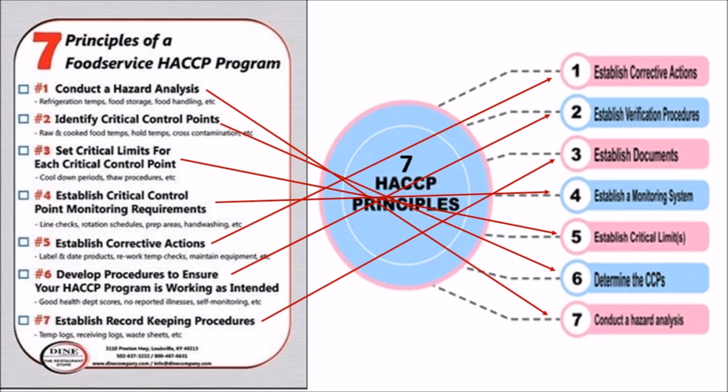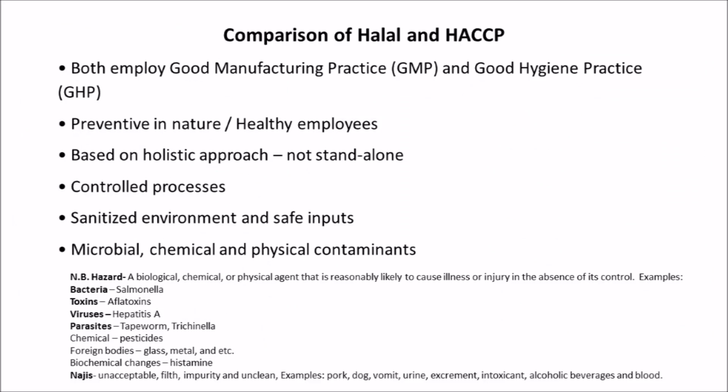Now, comparison of halal and HACCP. Both employ good management practice. Halal also talks about GMPs and good hygiene. HACCP is also the same. Preventive in nature, yes. Health of employees, halal also stresses this. HACCP does the same. Based on a holistic approach, not stand alone. Control processes, sanitize environment and safe inputs, microbial, chemical and physical contaminants. See, all this is the same, the concern of halal and HACCP.